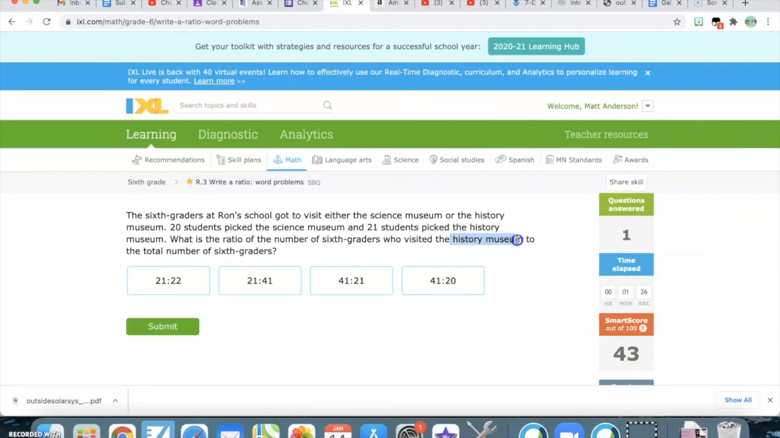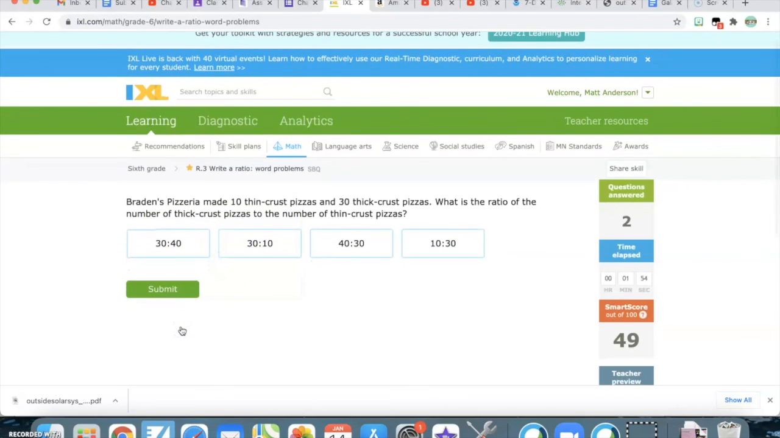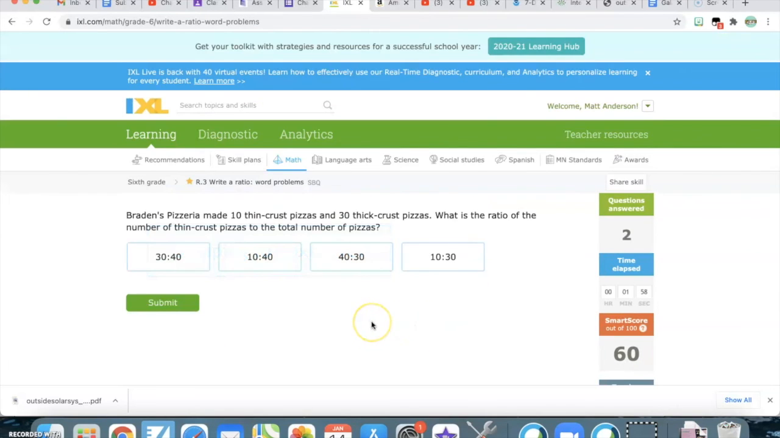All right, so again, History Museum is first. And let's see, 21 students picked the History Museum. And we're comparing it to the total number of 6th graders. So that means you have to add these two, right? So 20 plus 21 is 41. Okay, so the answer is 21 to 41. All right. Okay, so you see how you have to read very carefully.